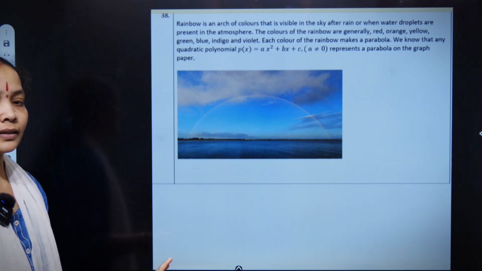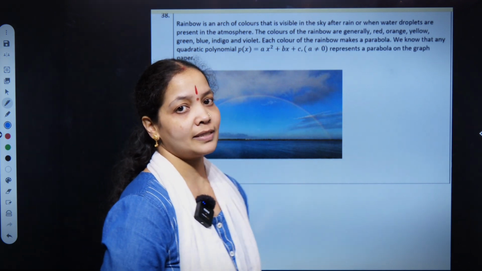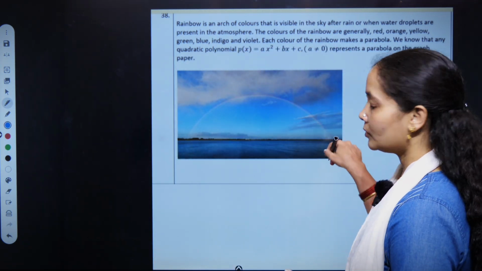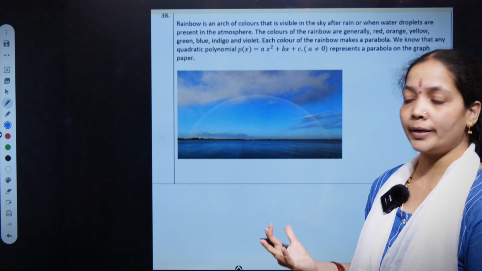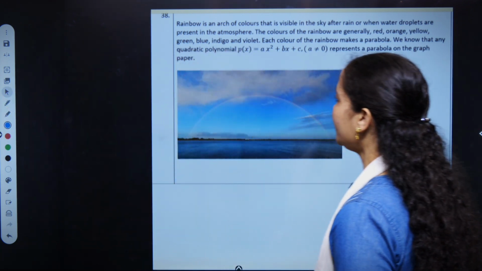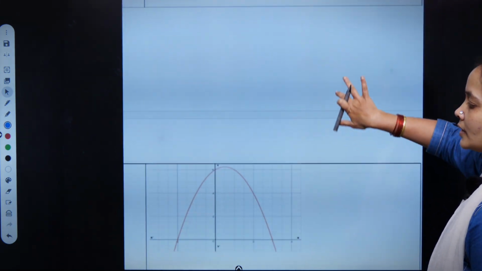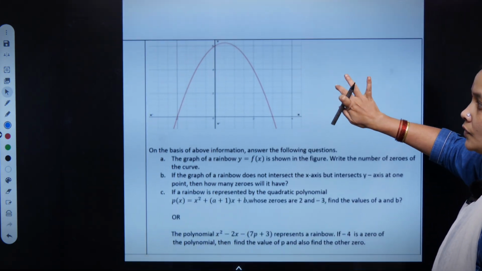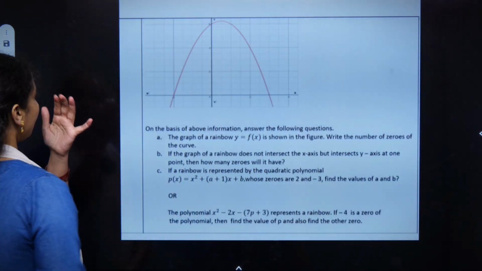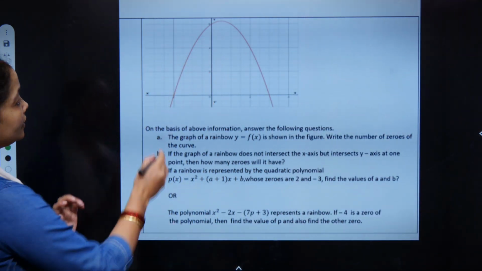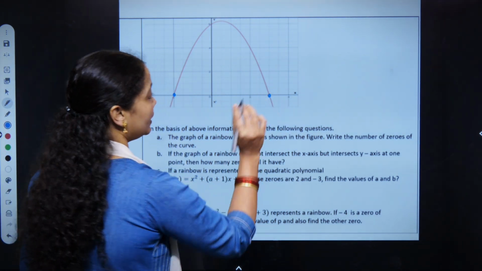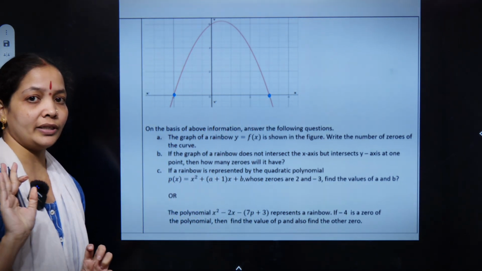After reading the paragraph, analyze which chapter. Obviously the polynomials chapter. Parabola comes in when the graph is an inverted U or an upward U. Now if I am just viewing what are the questions related to this case study, there is a graph given to us in the form of a rainbow. In this graph, I am able to see that the graph is touching the x-axis at two different positions. This is my first position, this is my second position. Therefore, I can say it is a quadratic polynomial.